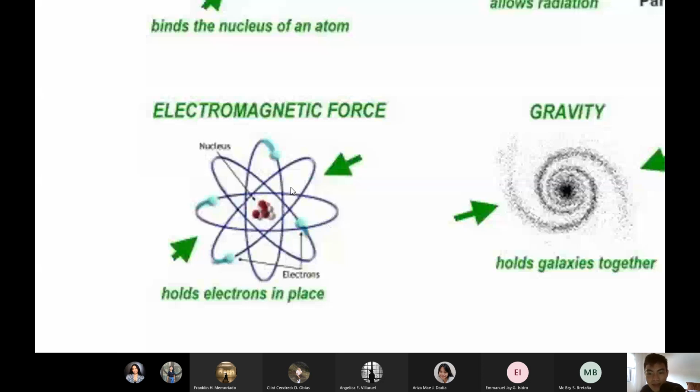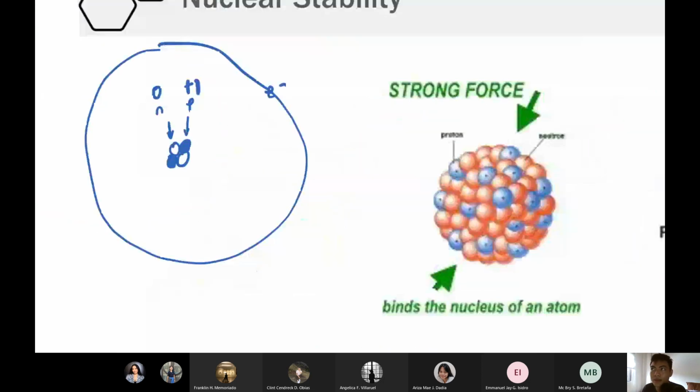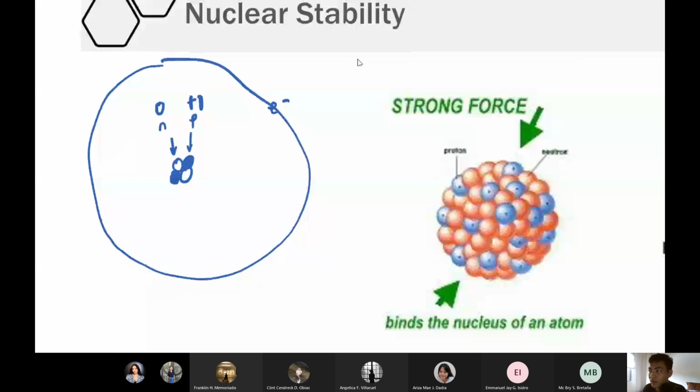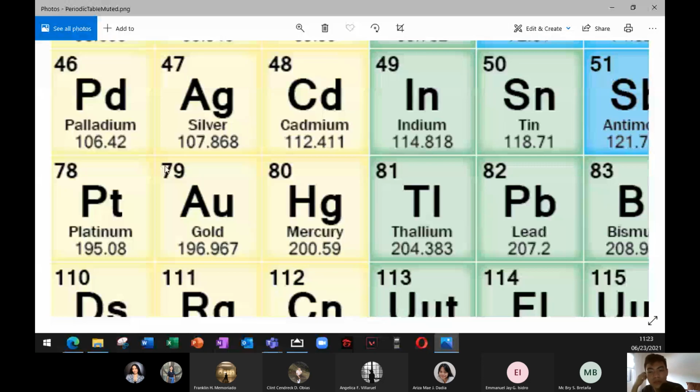Pero ano sinasabi ng positive sa positive? Magre-repel yun, di ba? Di ba may mga magnet, pag parehas positive yun, tatalsik yun. Bakit ganun sa atom? Hindi ganun. Kasi tignan mo, mayroon tayong gold, no? Ang gold, ilan yung protons niya? 79, ang dami. Pero ba't di siya tumatalsik? Ba't di tumatalsik yung mga protons, no?